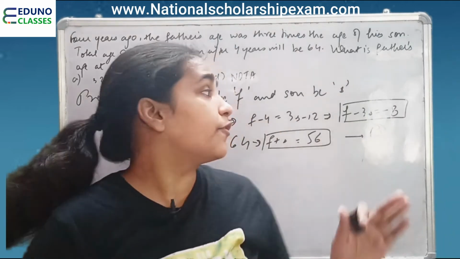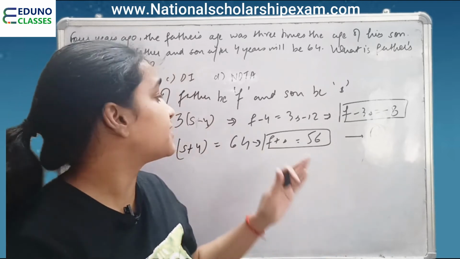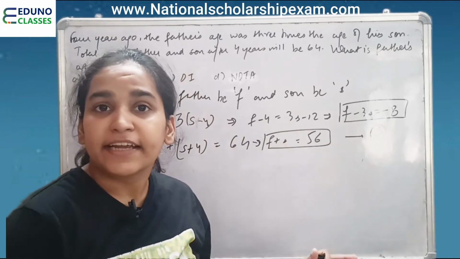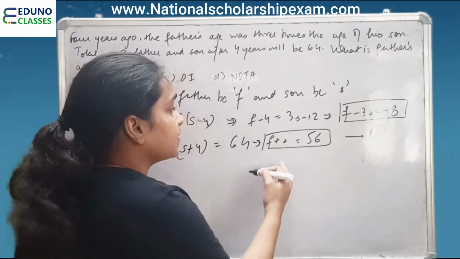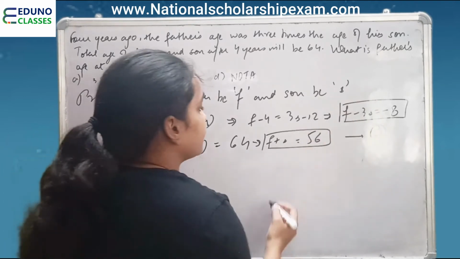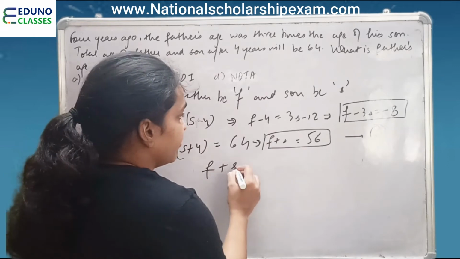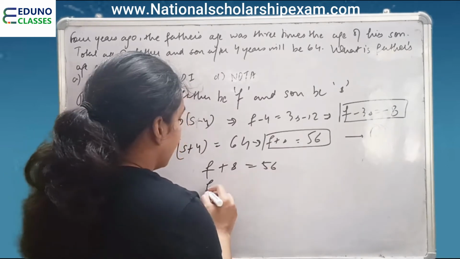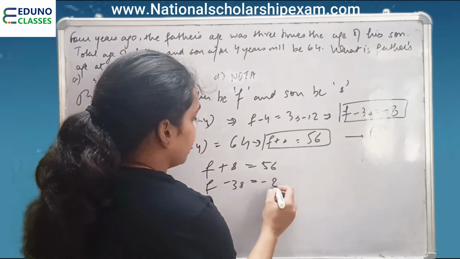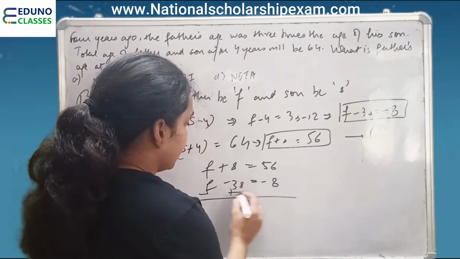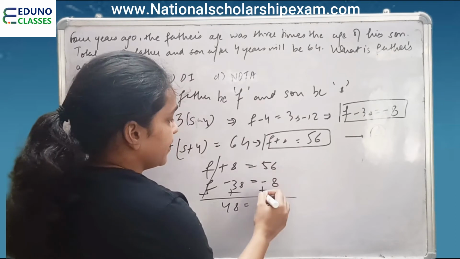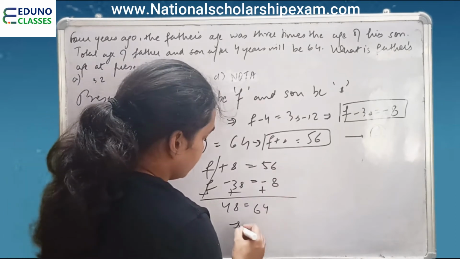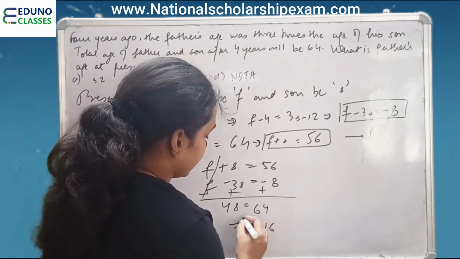It would be easier for us to simply subtract these two equations, right? It will be very easy because F will get cancelled and we are only left with S. So now let us subtract F minus 3S equals minus 8 from F plus S equals 56. S plus 3S gives 4S, and 56 plus 8 gives 64. So S came out to be 16.